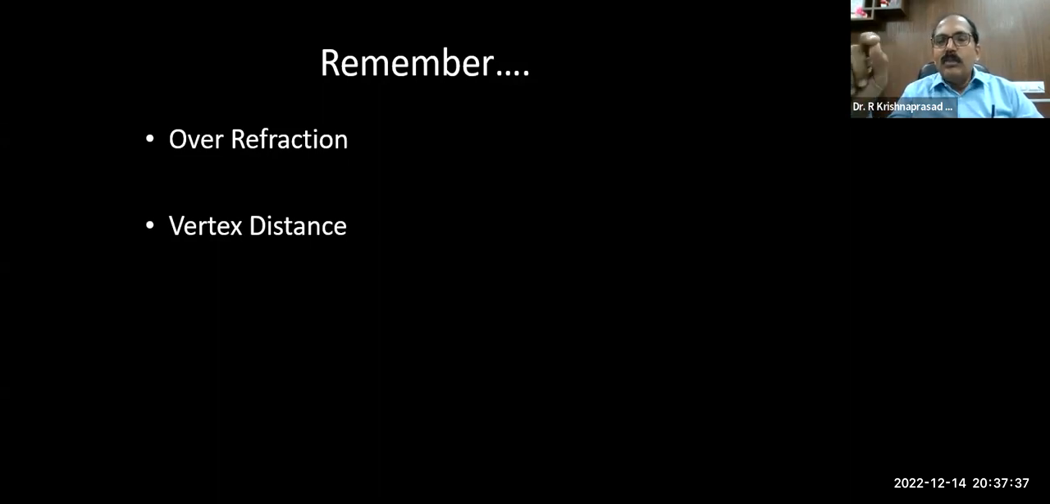So this is something, and the trial frame that you put on the eye also has to be at a normal distance from the eye. You cannot put it too much away or too much close to the eye, so that your values can be different, especially in higher powers.